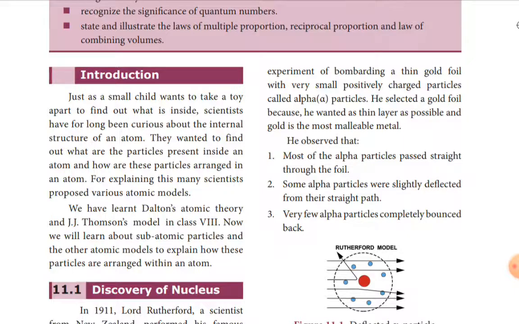And also you have learned Dalton's atomic theory and J.J. Thomson's atomic model in class 8. Whether you remember or not, you have learned them. Now we are going to learn about subatomic particles and other atomic models, and how the particles are arranged in the atom, how the electrons are arranged in the atom. All this we are going to learn.